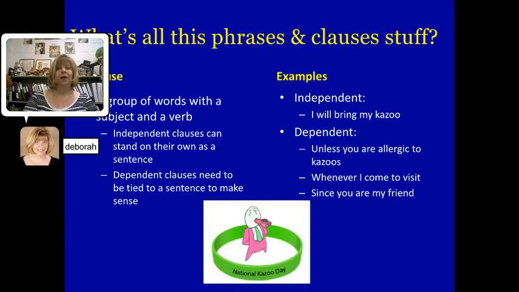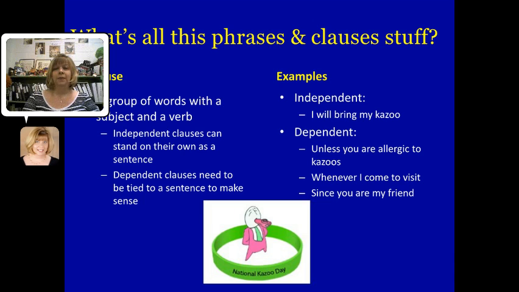So what do we mean by all this phrases and clauses, dependent, independent bit? Well, it's actually pretty simple. A clause is a group of words that has a subject and a verb in it. An independent clause can stand on its own as a sentence. So if you took off everything else in the sentence, it would still be a complete thought with that subject and verb. A dependent clause, though, just like the word to be dependent on someone, needs to be tied to a sentence in order to make sense.